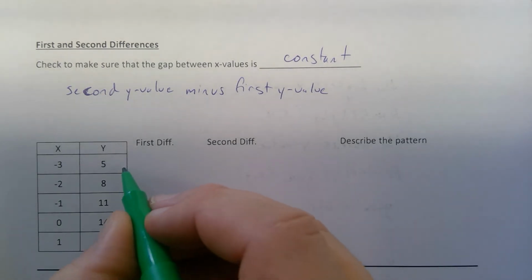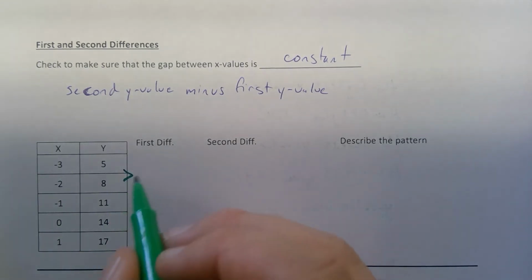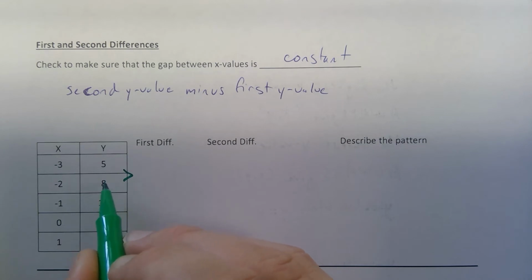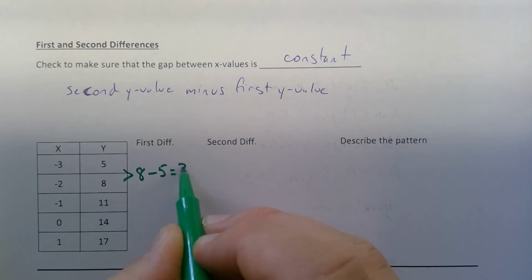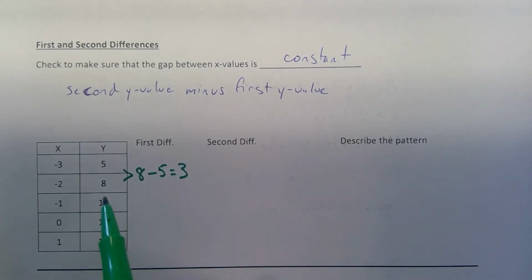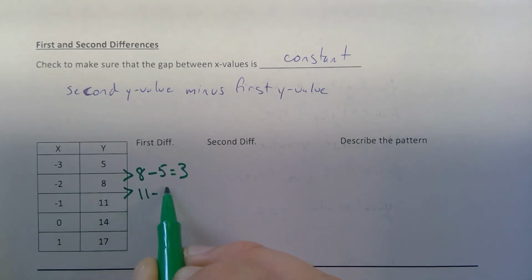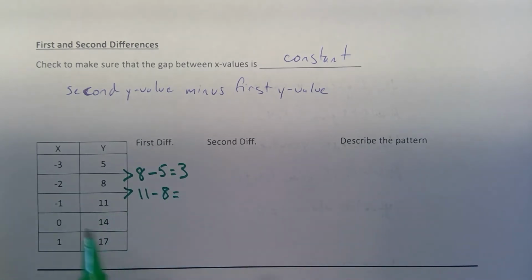So for our first difference here, we're only doing my y values. My first difference is going to be 8 minus 5, and that's going to give me 3. So I took my second y value minus my first one. Now let's go down here. 11 minus 8 is 3. 14 minus 11 is 3. 17 minus 14 is 3. Okay, so that's all we're doing there.